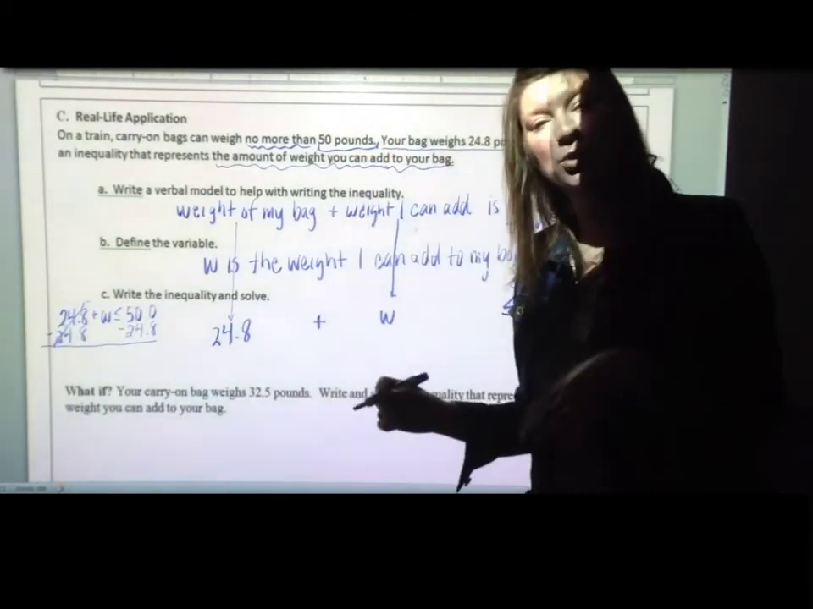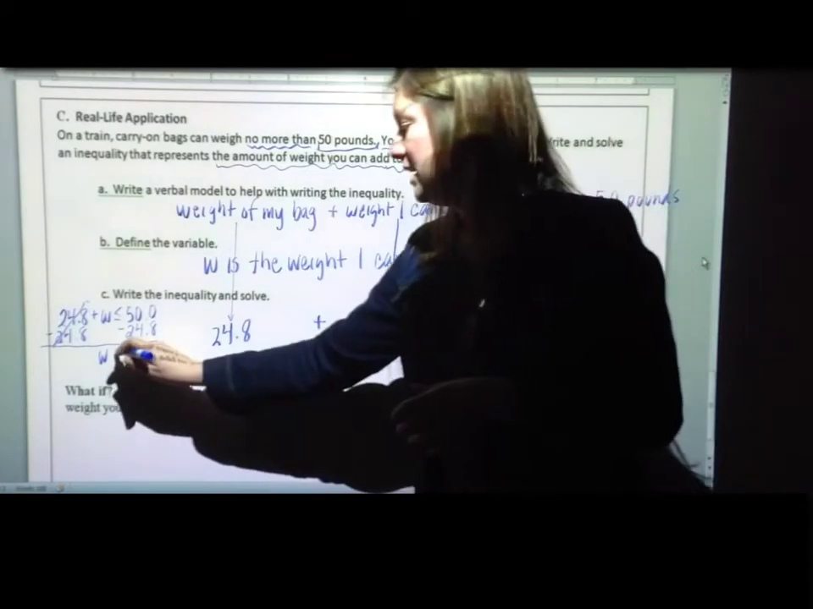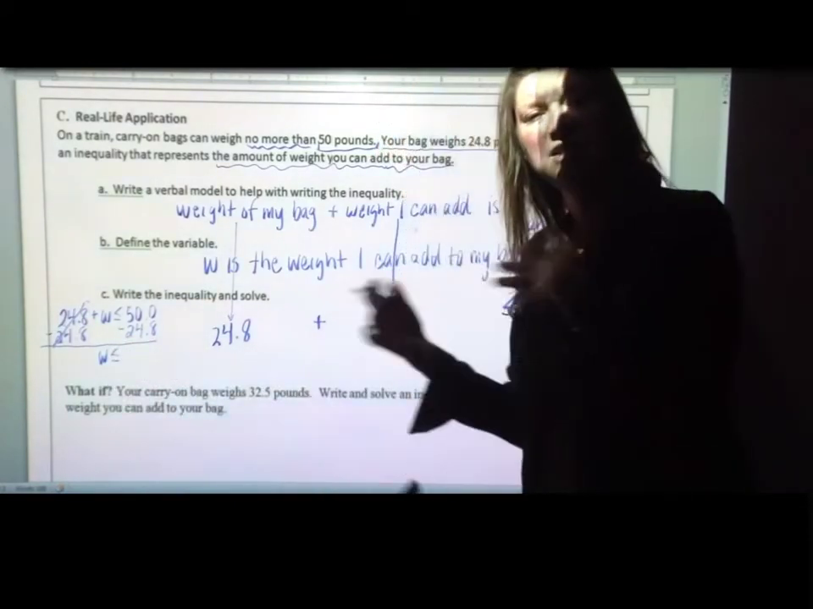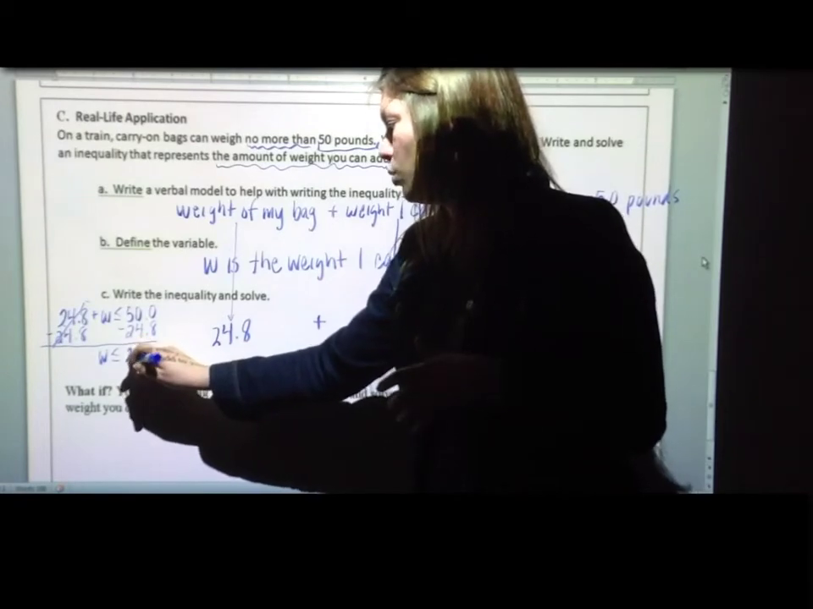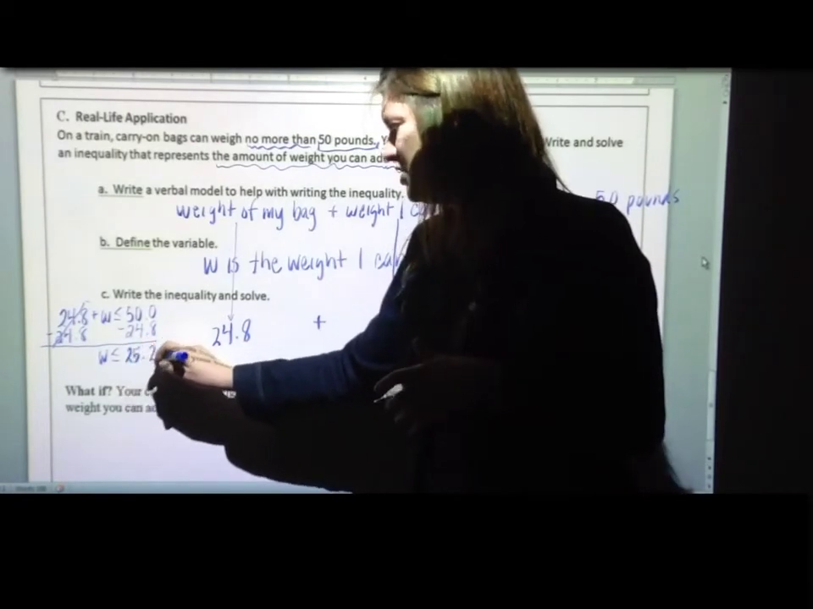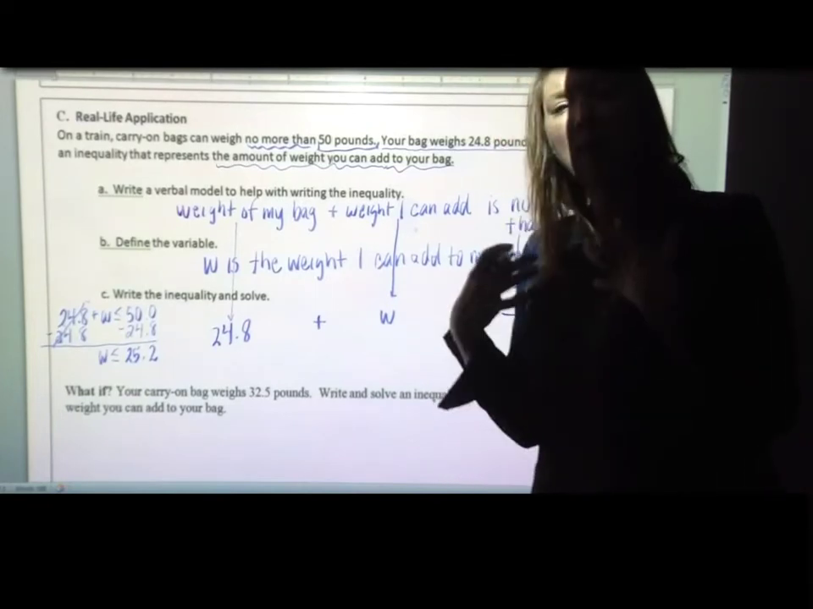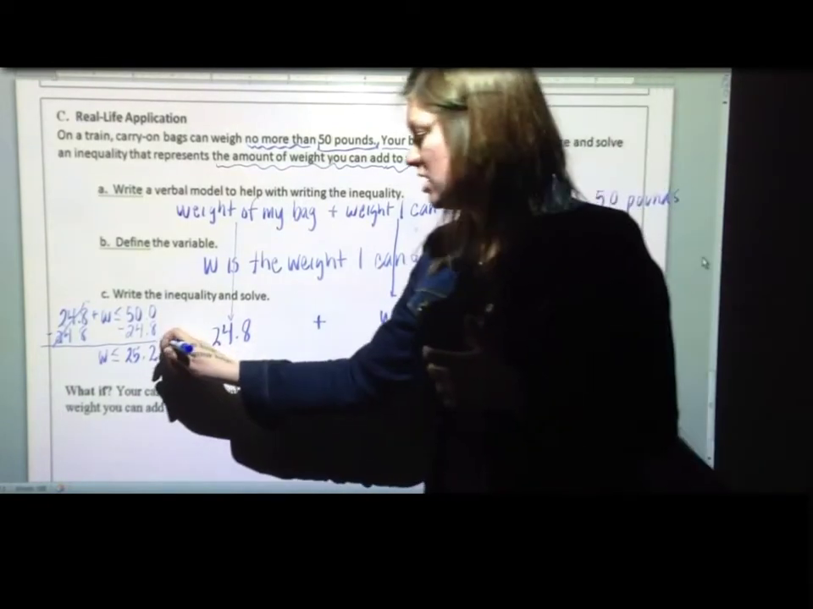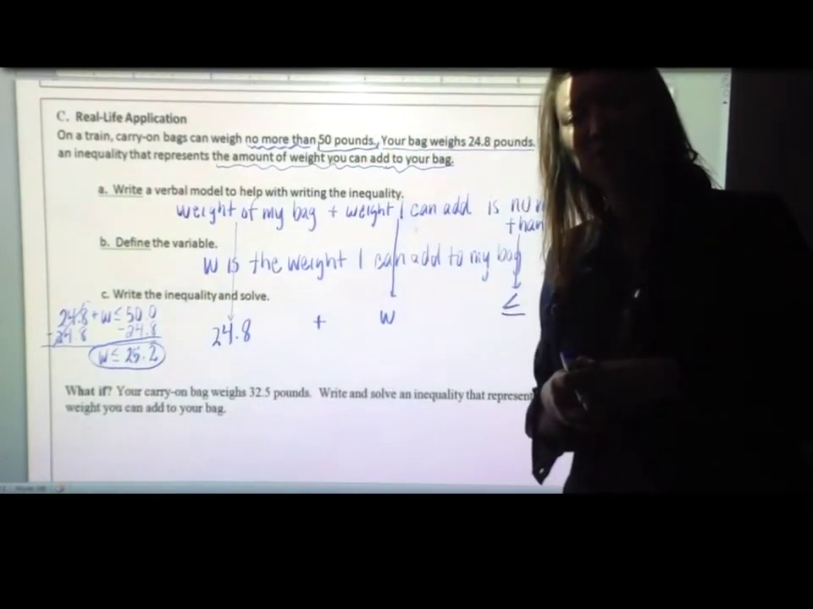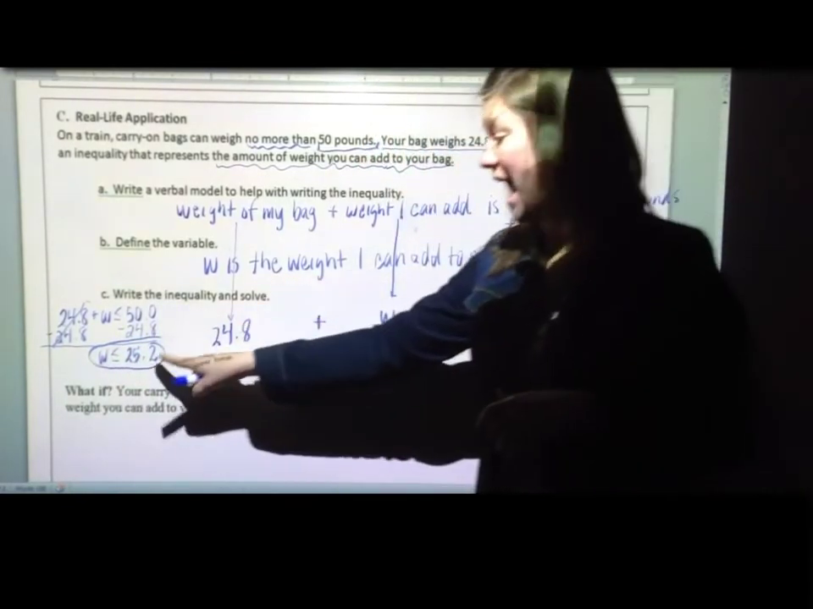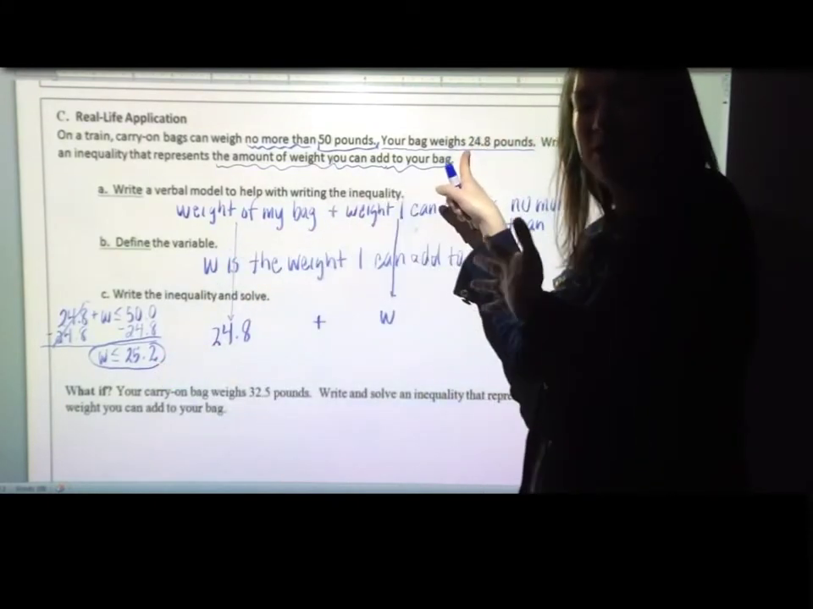24.8 minus 24.8 produces a 0, so I'm left with that single W on the left side, is less than or equal to, and the difference between 50 and 24.8 is 25 and 2/10. So I have 25 and 2/10. My additional weight has to be less than or equal to 25.2, because when I add that number to the current weight of my bag, 24.8, I max out at 50 pounds.